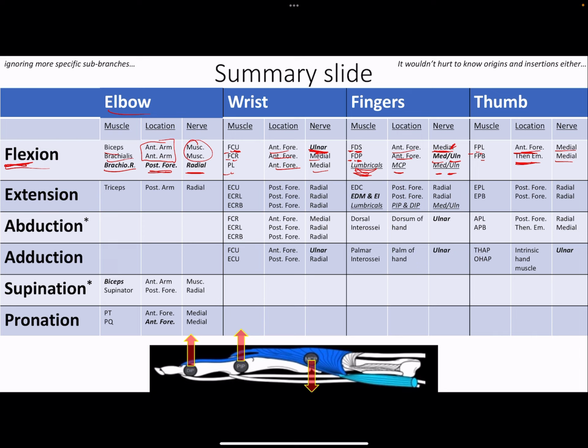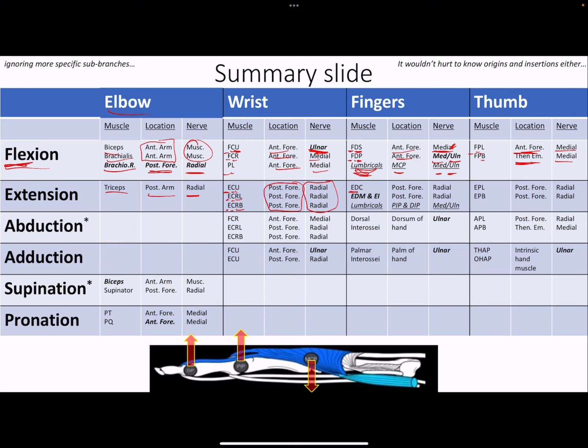Extension, you want to extend at the elbow, triceps, posterior arm. Again, arm means upper arm, and this is the radial nerve. Radial is almost all extensions, except just the lumbricals at the MCP joint. You want to extend the wrist, extensor carpi, extensor carpi, extensor carpi. I don't care if it's ulnaris, radialis longus, or radialis brevis, not important. All of these are posterior forearm. All of these are radial.